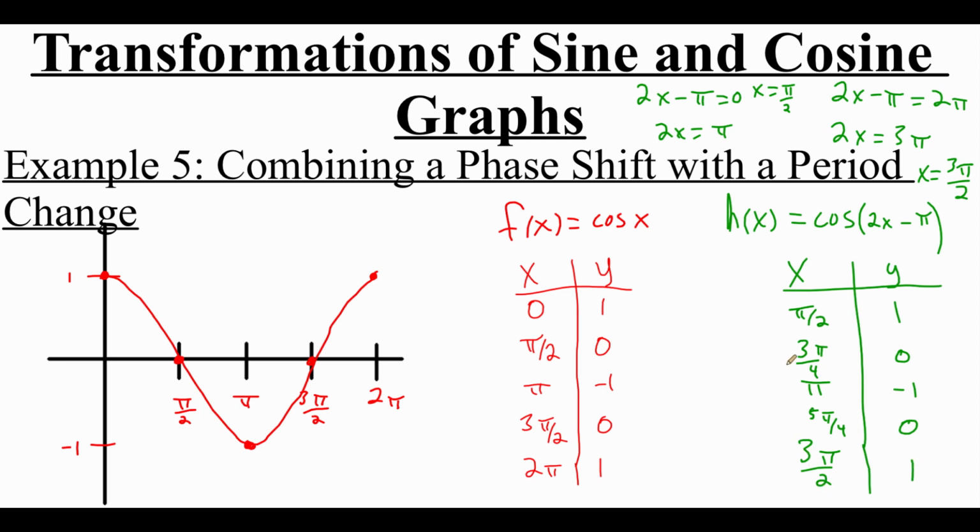So I'm going to have to add in a couple of extra dash marks, a dash mark between pi over 2 and pi to represent my 3 pi over 4, and a dash mark between pi and 3 pi over 2 to represent my 5 pi over 4.